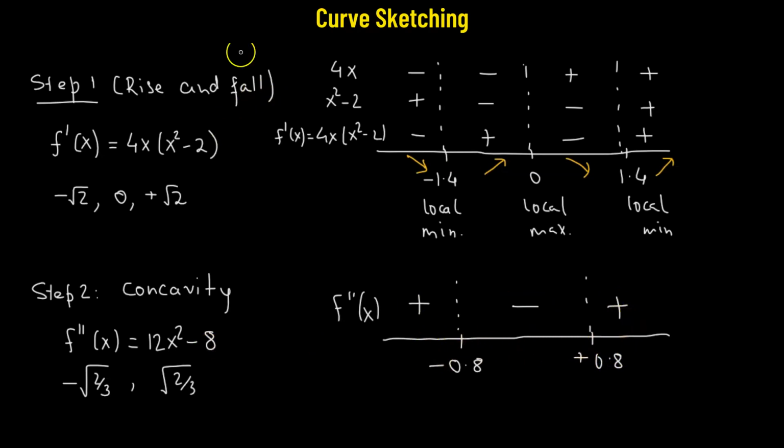So that means for values less than negative 0.8, we have concave up. For values lying between negative 0.8 and positive 0.8, this will be concave down. And for values greater than 0.8, we have concave up. In the next step, we will combine the results obtained in step 1 and step 2.